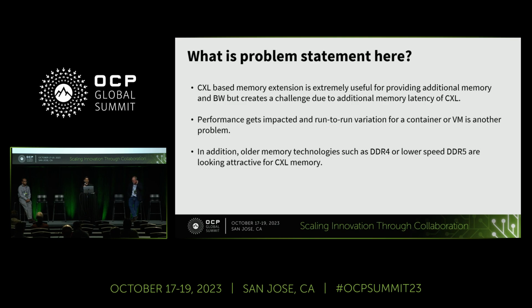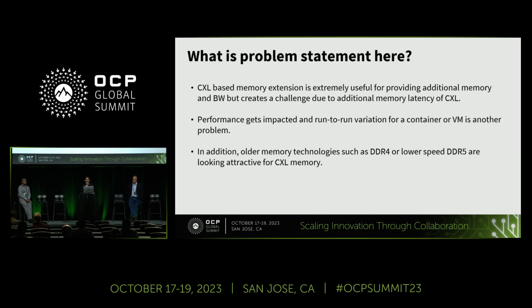Okay, so let's first start with the problem statement here. What we are really trying to do. We all know that CXL memory is useful for bandwidth expansion and capacity expansion, but it also comes with some additional latency adder. And there are a lot of software applications that would like to have one view of the memory. And it's better if hardware does some trick under the hood where you'll get unified memory with the same characteristics.